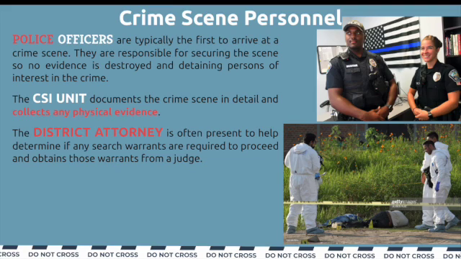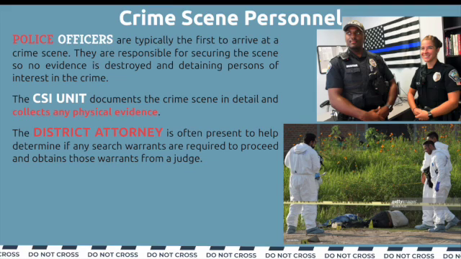So that would be a crime scene investigation unit. They document all of the details of the crime scene. They collect physical evidence. They don't usually interview witnesses. Usually that's done by the police officers.